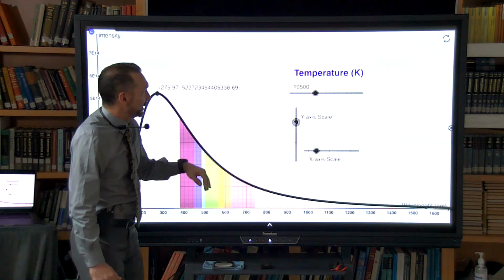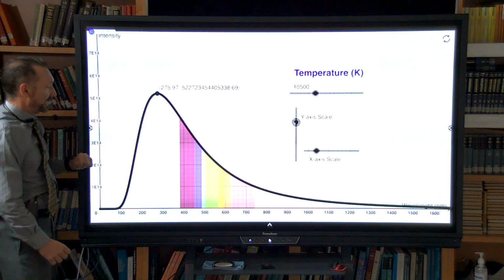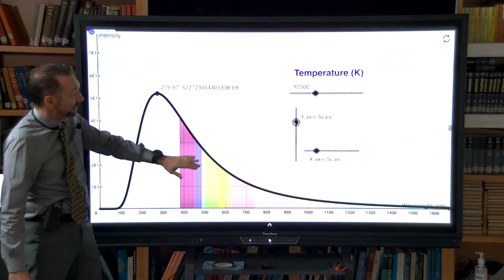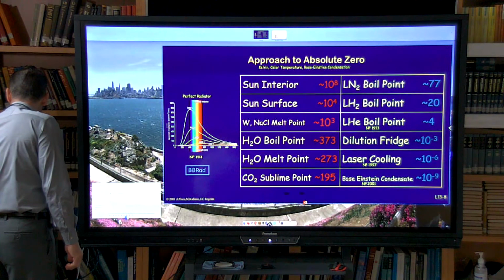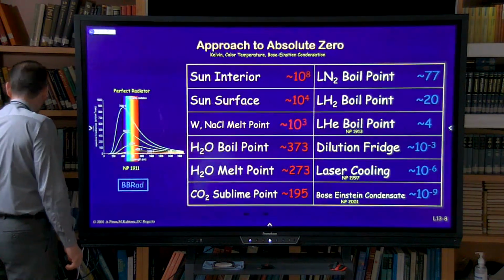So that's kind of an interesting applet to look at. That's in your notes if you want to look at those. So we can go back to the PowerPoint here.